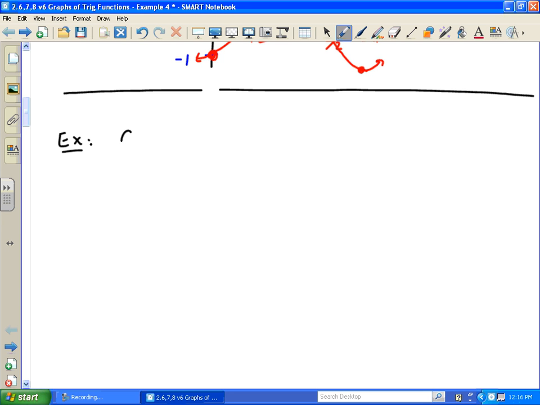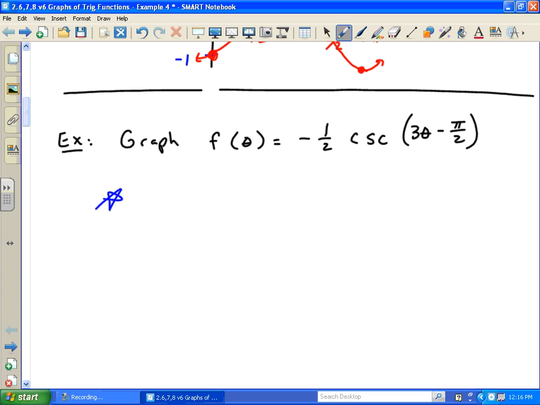All right, let's say that I'd like to graph over one period f of theta equals negative 1/2 cosecant, and then on the inside I have 3 theta minus pi over 2, and then that's it. The two things that I need to notice here is that first of all I'm graphing cosecant. To graph cosecant, I'm going to use as a guide function actually this particular expression. Let me call this g for guide.